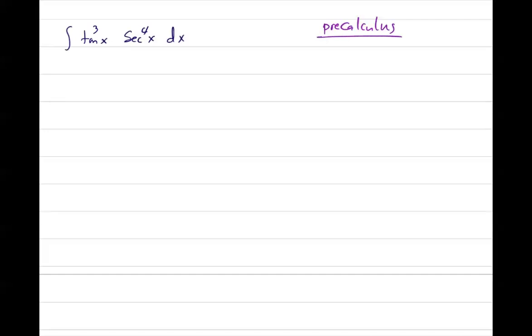From pre-calculus, we know that secant squared of x is equal to tangent squared of x plus 1, or tangent squared of x can be written as secant squared of x minus 1. Well, let us begin. I'm going to try to break this down into smaller pieces. I'm going to keep my tangent to the third power of x for now, and secant to the fourth, I'm going to divide up into secant squared times secant squared.